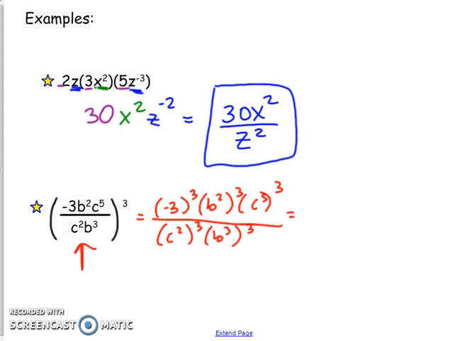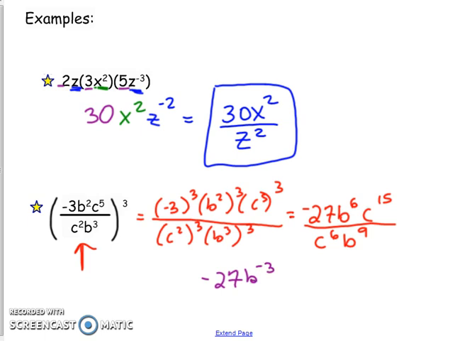So negative 3 cubed is going to give me negative 27. Then this is going to be a b to the 6th and a c to the 15th. On the bottom, I have a c to the 6th and a b to the 9th. So now I'm going to subtract my b's. So I have 6 minus 9. So I'm going to keep the negative 27. So b to the 6th over b to the 9th is going to be b to the negative 3.